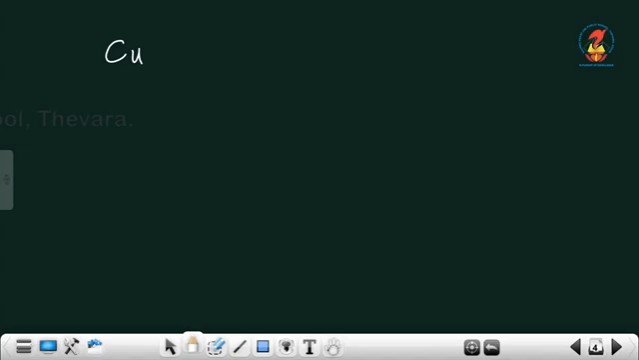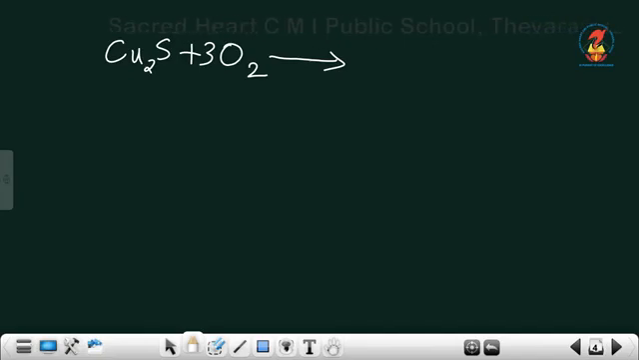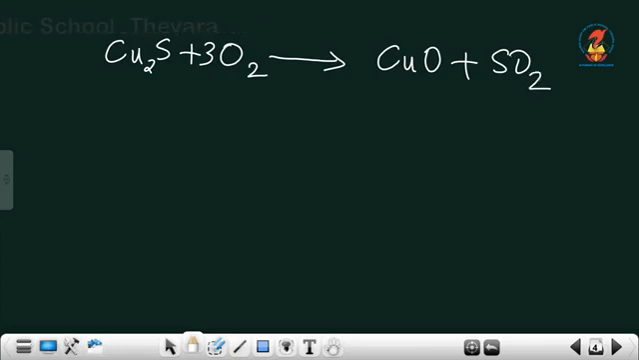The ore of copper is copper sulfide, and we heat that copper sulfide in excess of oxygen. When copper sulfide is heated in the presence of excess oxygen, the sulfide will be converted into oxide. So you will get copper oxide and sulfur dioxide. Sulfur dioxide, being a gas, will escape easily.